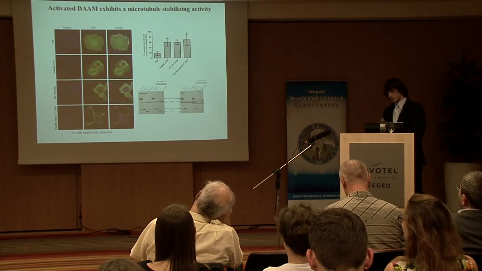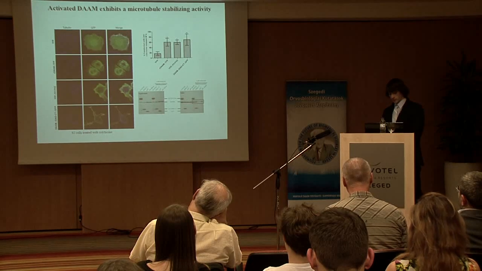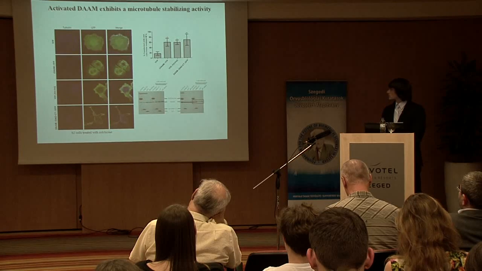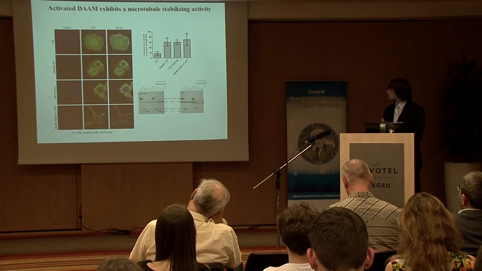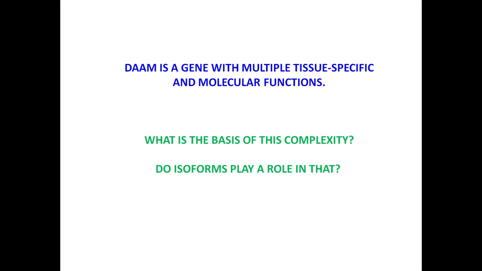But we also know that DAAM has a microtubule binding activity, and it can stabilize microtubules. For example, it can protect the microtubules from cold-induced depolymerization, as shown on these figures. So taken together, this formin is clearly an important protein with a number of interesting molecular and tissue-specific functions.